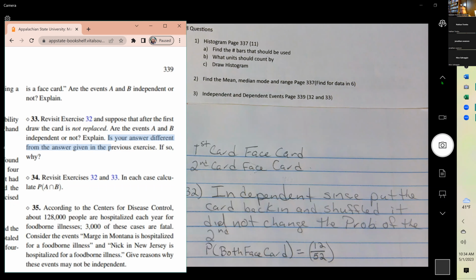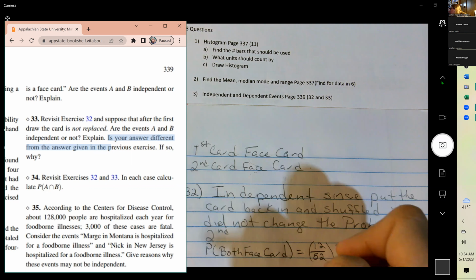So there's 12 face cards. The probability that the first one is a face card is 12 out of 52. Right now, before we put it back, we only have 11 face cards in the deck and 51 cards. But we're putting it back in, so our probabilities aren't changing. The probability that the second one is a face card is also 12 out of 52.